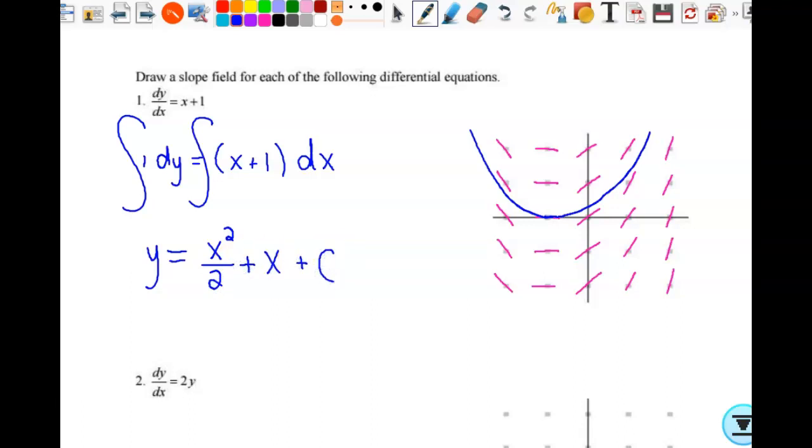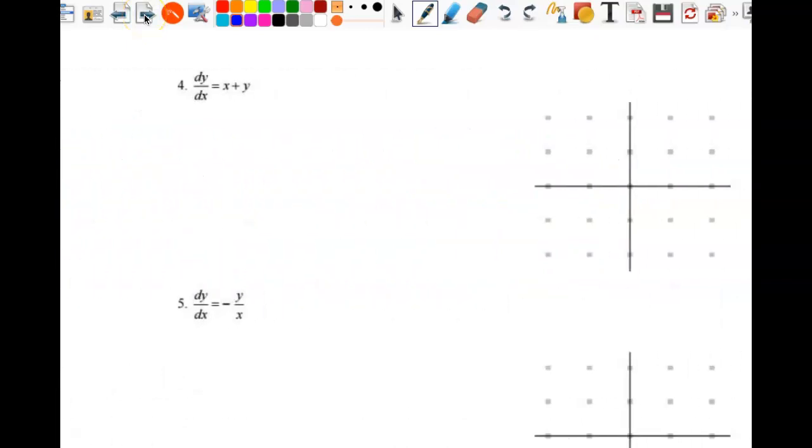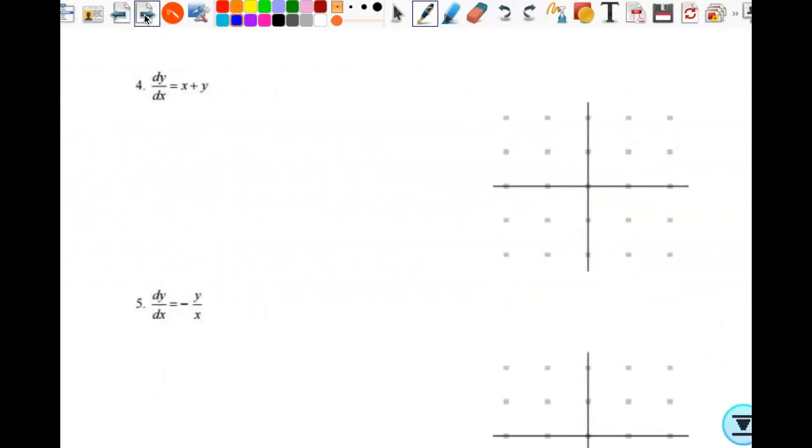Guys, graphically, what does the C do? Moves it up or down. So if I chose a different point, it would just be this same graph, just translated up or down. Does that make sense? So we know that this is what our solution curves would look like, and we could see those quadratic formulas, those parabolas in that slope field. Good?